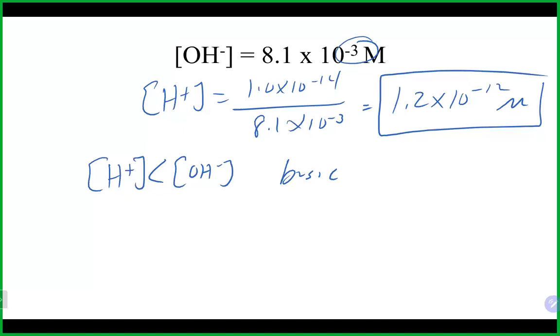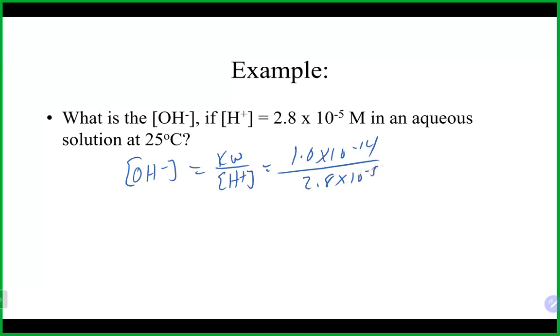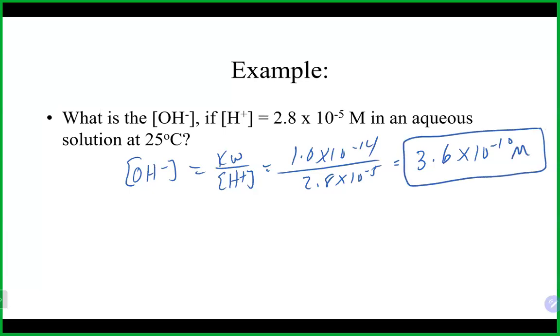Once again, your calculator may not give you some of these answers in scientific notation, maybe decimal form. You could turn it into scientific notation. Take a look at this one. Our OH minus concentration is going to be our Kw divided by our H plus, which was given to us. So again, 1 times 10 to the minus 14 divided by 2.8 times 10 to the minus 5. We'll go with 3.6 times 10 to the minus 10. Again, it does need molarity there as it is a concentration.